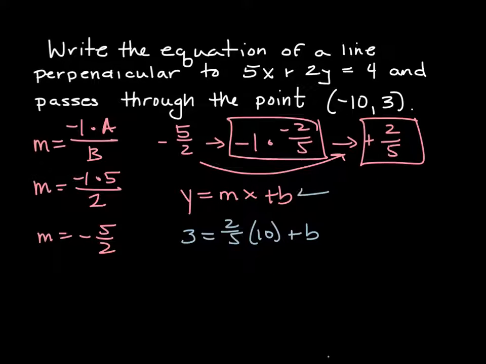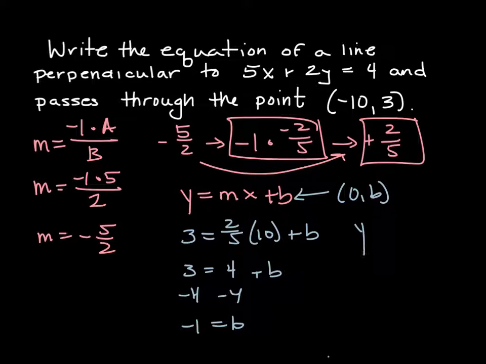Remember, b comes in the form of the coordinate pair 0, b. If I had a coordinate pair with a 0 and then a number, I wouldn't be solving anything. I'd be putting my b there right away, but unfortunately, I do not have a coordinate pair that starts with a 0. So I have to go through this process of solving. I now get 3 equals 2/5 of 10, which is 4. So add b to that, subtract 4 from both sides. I get negative 1 is what b is. So my final answer for my perpendicular equation is y equals 2/5 x minus 1, and then I am done.